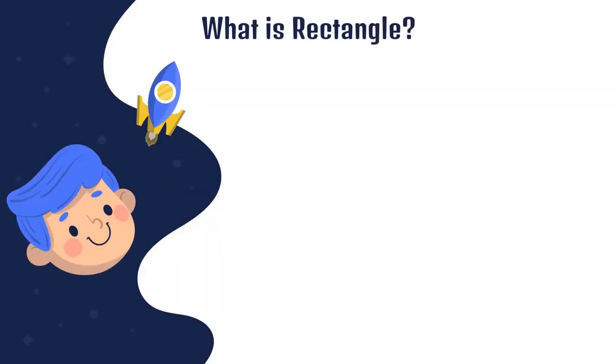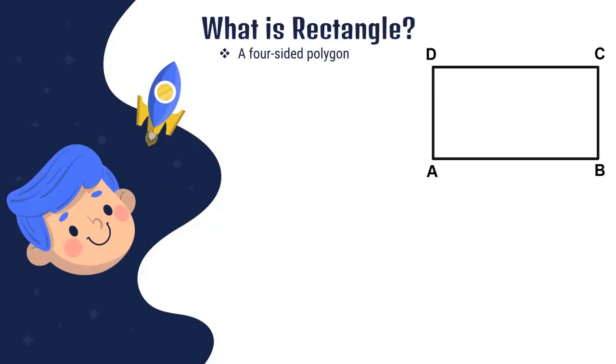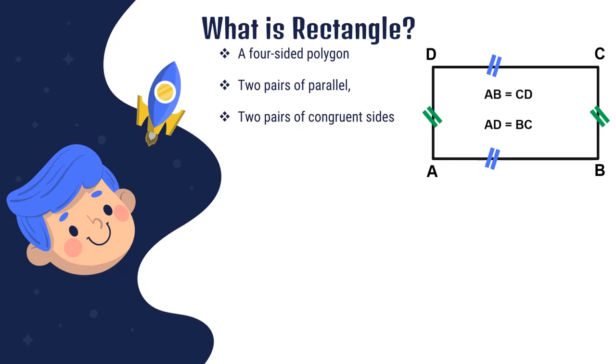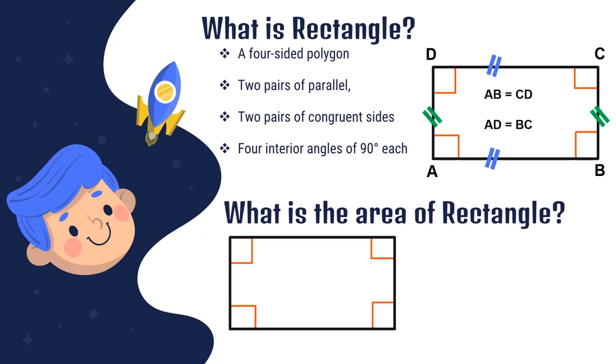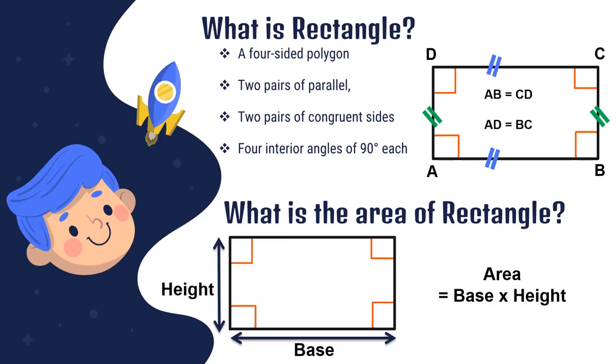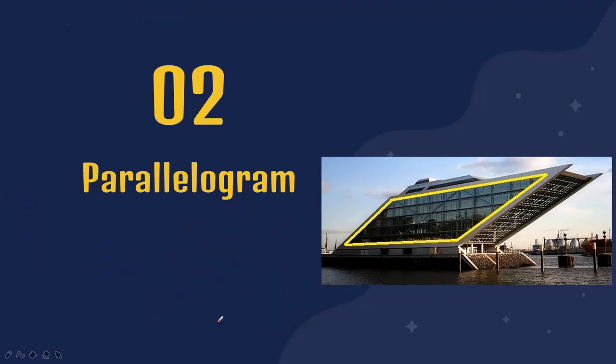A rectangle is a very simple four-sided polygon in which there are two pairs of parallel sides, two pairs of congruent sides, and each of the four interior angles is 90 degrees. If we calculate the area of the rectangle, it is base times height. It's simple. Now the next shape is the parallelogram.